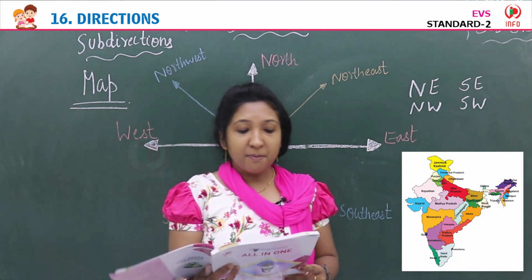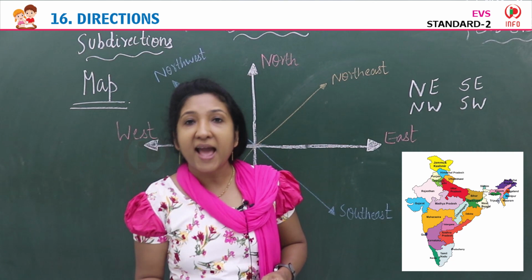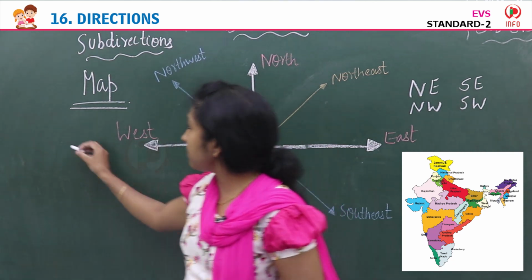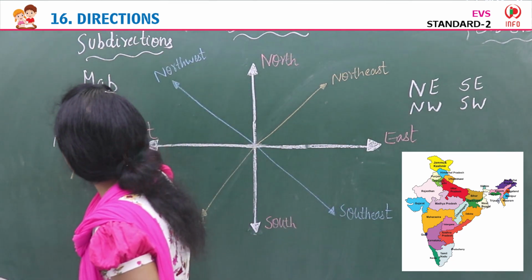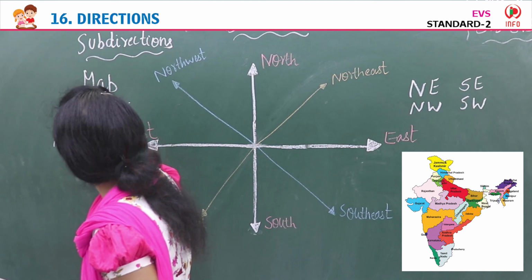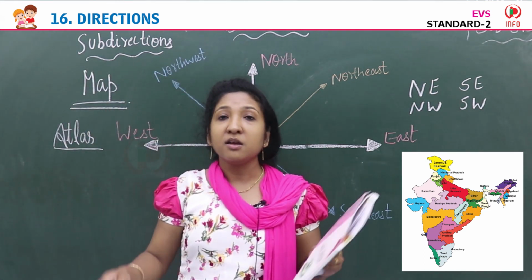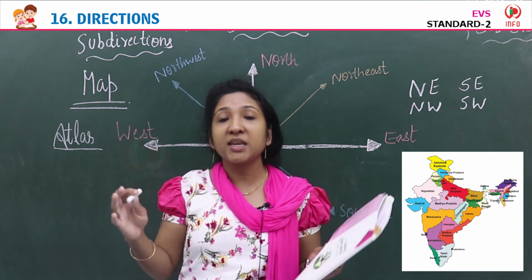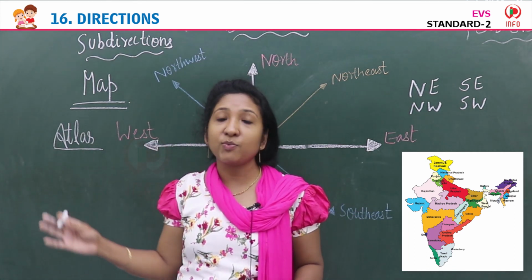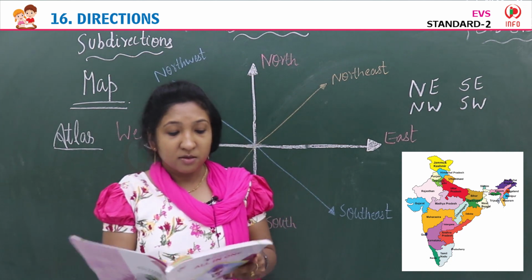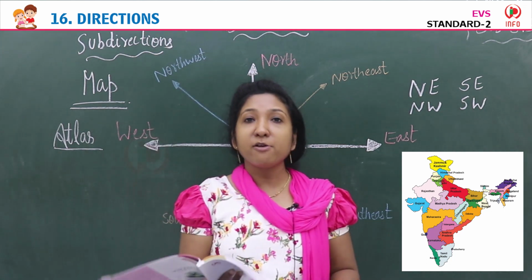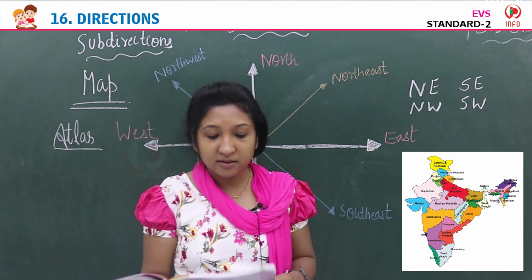Then look at the map of India in an atlas. So what does atlas mean? A-T-L-A-S. Atlas is a collection of maps. It is a book that contains many maps. So look at a map of India in an atlas.